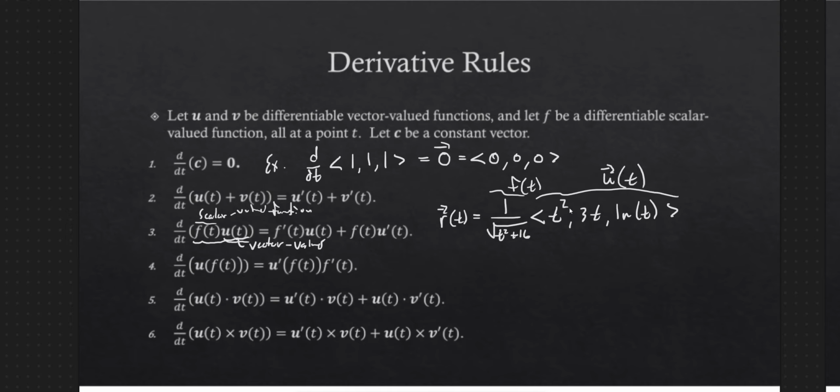Right, so for the derivative of this, it's the derivative of the first, the scalar-valued function, times the original vector-valued function, plus the scalar-valued function times the derivative of our vector-valued function, is the idea. So something like this, we would apply this product rule to.